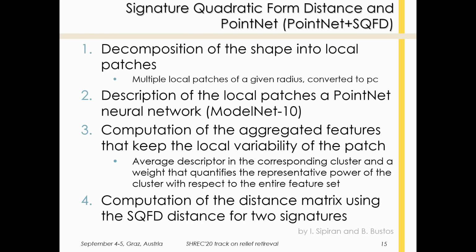Eventually, each shape in the dataset is represented by a number of descriptors, which are used for computing the signatures, and eventually such signatures are compared using the SQFD method. This method has a set of parameters, such as the radii of the patches and the number of patches per model. You can find a more detailed discussion of these parameters for this method in the paper.